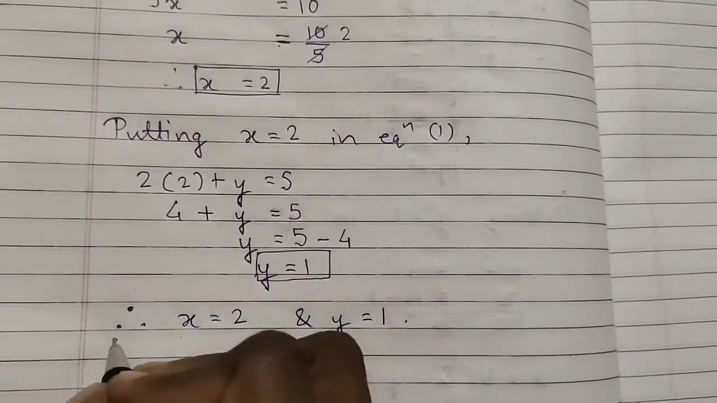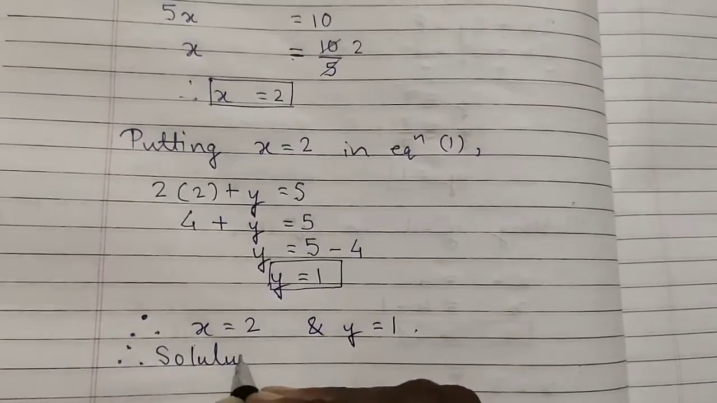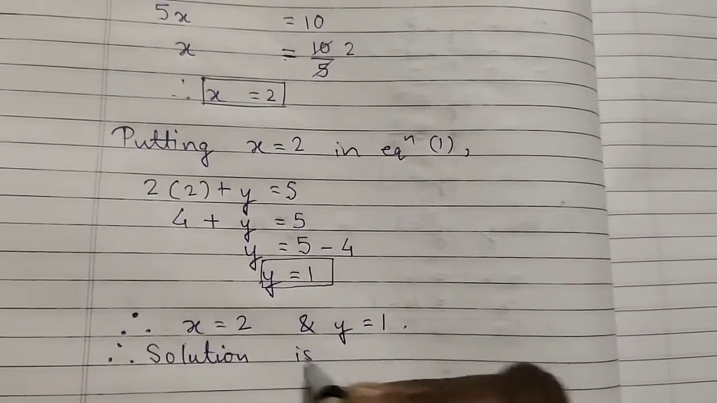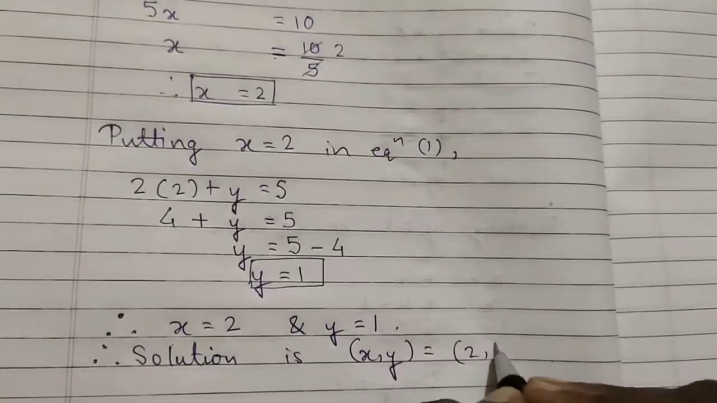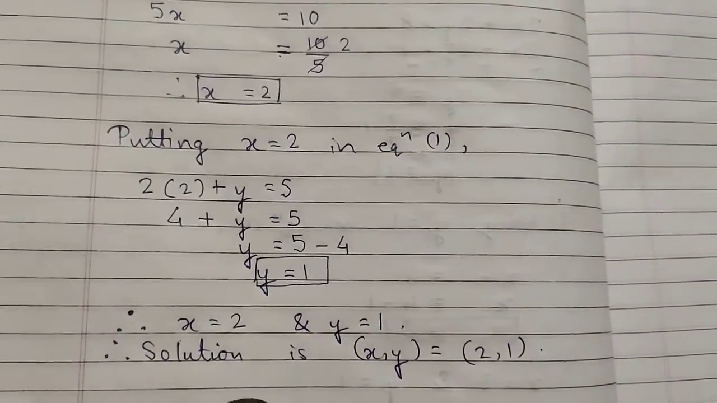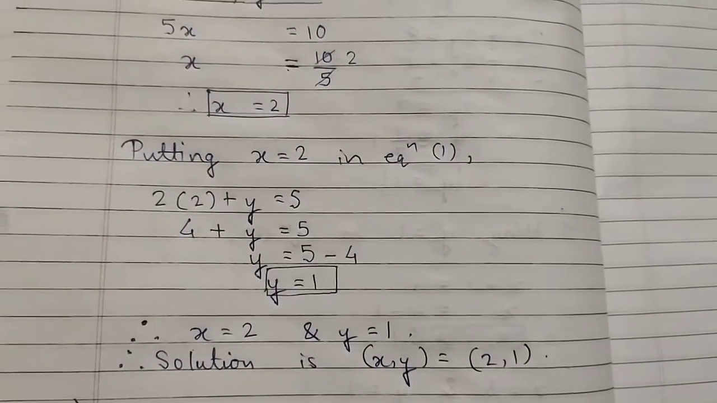Now we will write our final answer. Therefore the solution is x comma y, that is 2 comma 1. Okay, so in this way we have completed the second question.